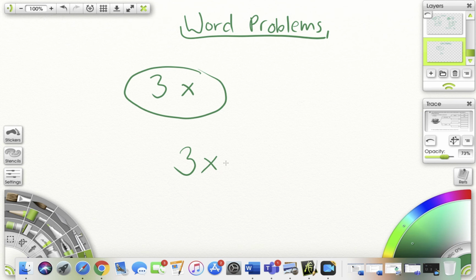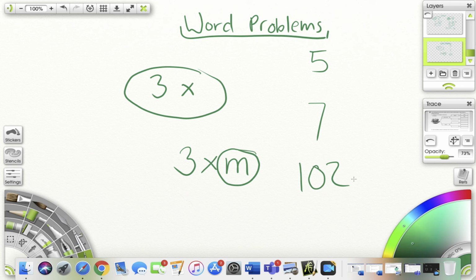So I could do 3 times m, because whatever number that m is, if that number is 5, I have 3 times as much as 5. If that number is 7, I have 3 times as much as 7. If that number is 102, I have 3 times as much as 102. So this problem is 3 times m, or just 3m, because we know that this is a multiplication problem.